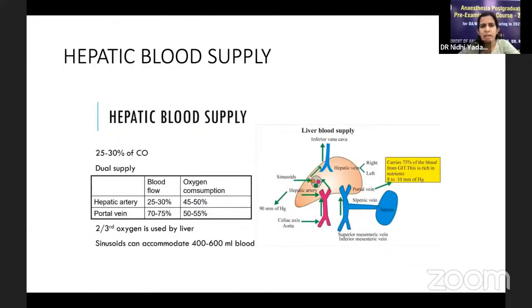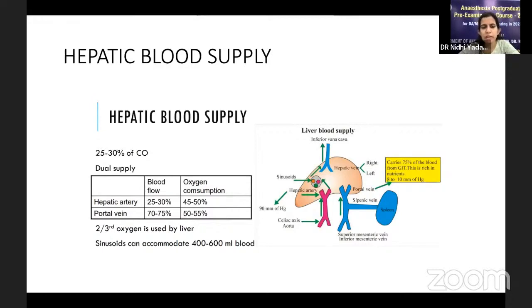The hepatic blood supply. Liver is the organ which gets dual blood supply, 25 to 30% of the cardiac output being supplied to the liver through the hepatic artery and the portal vein. Hepatic artery supplies 25 to 30% of the blood to the liver, and the oxygen consumed by the liver from it is approximately 45 to 50%. The portal vein supplies 70 to 75% of the blood supply to the liver, and the oxygen uptake from it is around 50 to 55%. So overall, portal vein supplies 2/3 of oxygen to the liver.